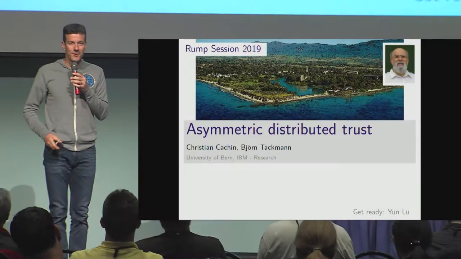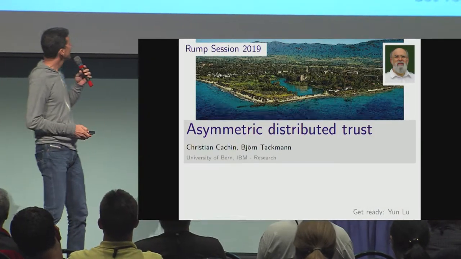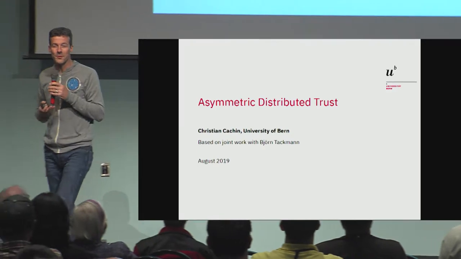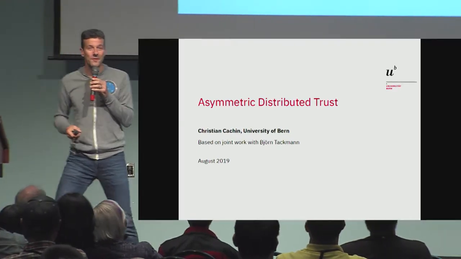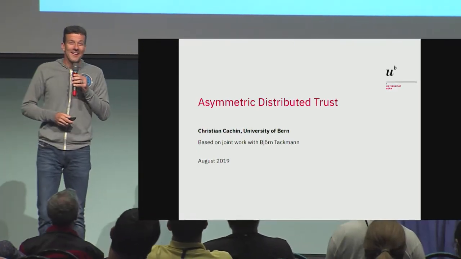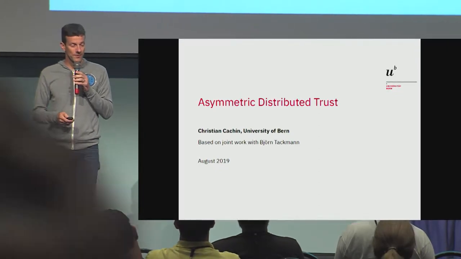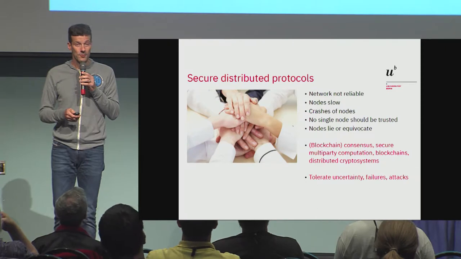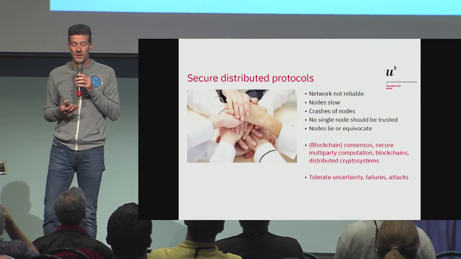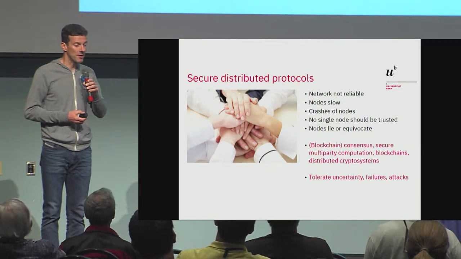Hey, for once I'm here without an IACR slide, but with something about crypto. But crypto here means crypto consensus, no blockchain even. It means consensus. So I'm going to talk about protocols for reaching agreement, also known as consensus. This was joint work with Björn Tackmann of IBM.